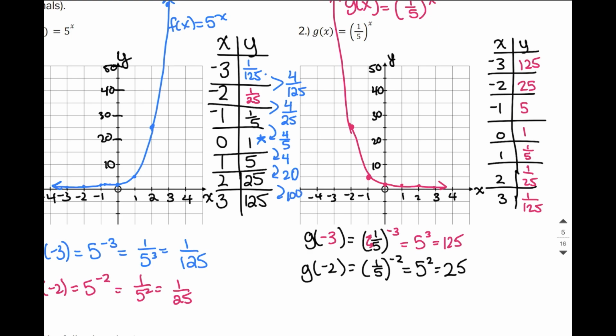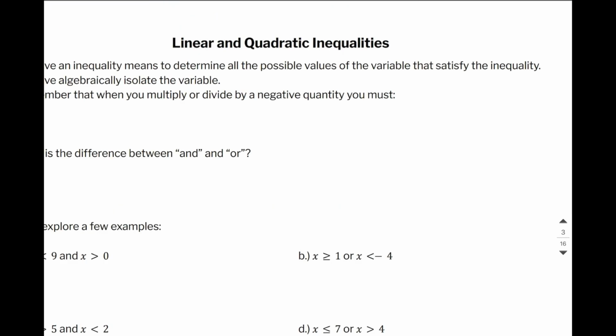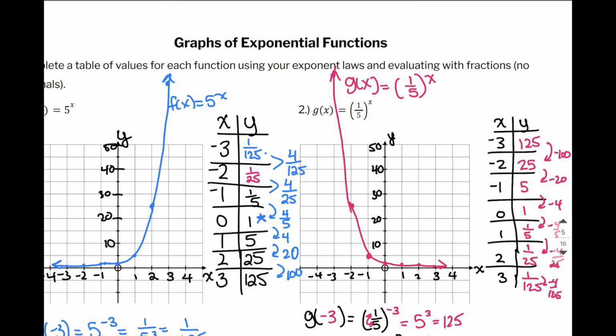So if you notice, there's no rhyme or reason to the first differences. These are not going up by the same amount every single time. Let's look at the other example here for g of x. So g of x is actually going down by 100, down by 20, down by 4, down by 4/5, down by 4 25ths, and then down by 4 over 125. So if you see here, again, there's really no rhyme or reason here, right?